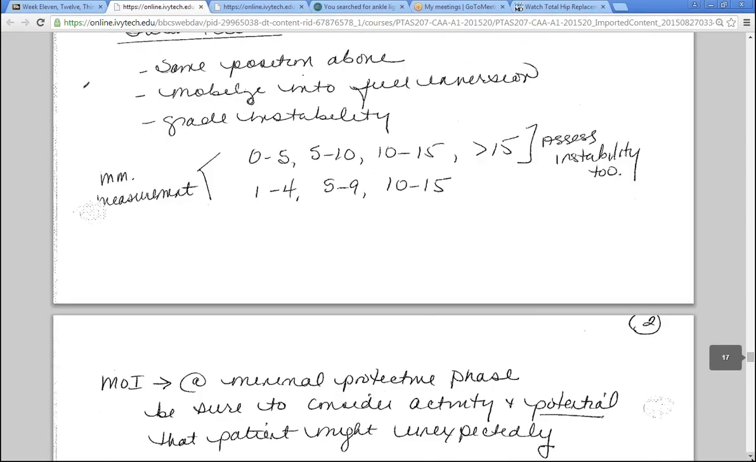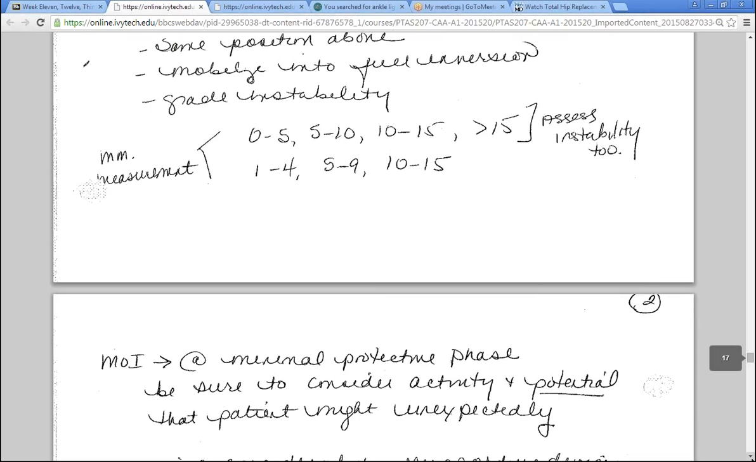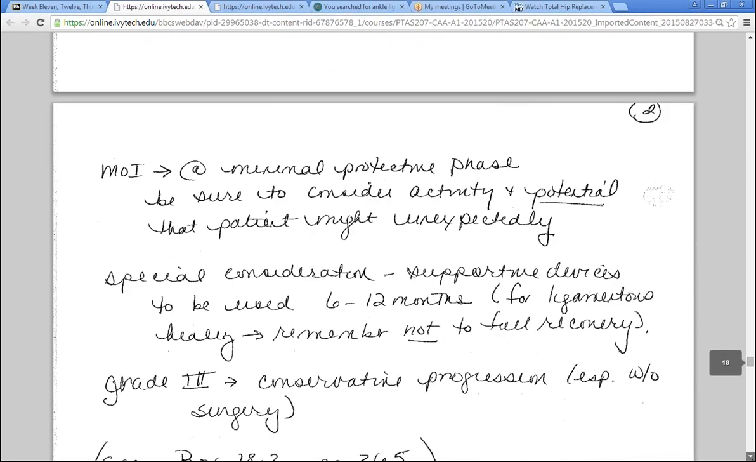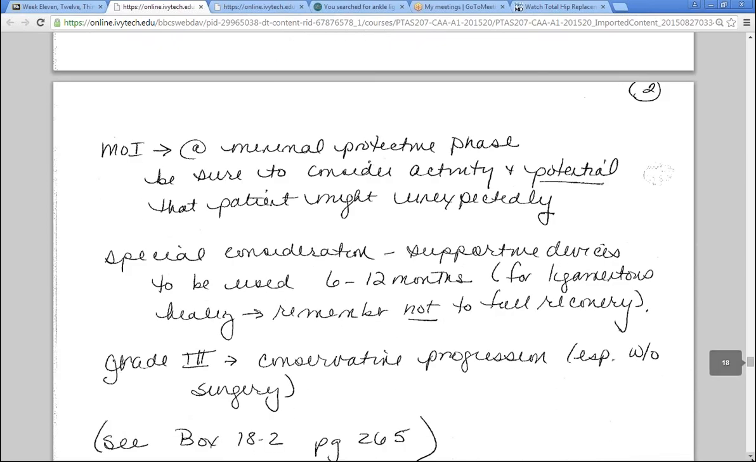So again, if you have excess compared to the other side or the norm, it's a positive test. Then how much more mobility tells us what grade it is. And the higher the grade, the worse the situation. The MOI, again, remember to be very careful with the minimal protective phase because we're supposed to be able to incorporate the MOI, but there's a lot of potential for accidentally spraining the ankle again.